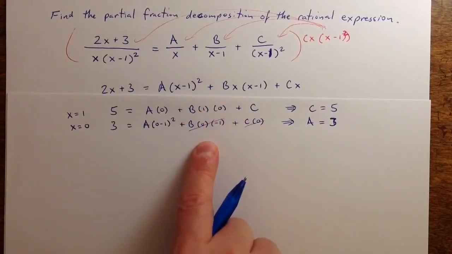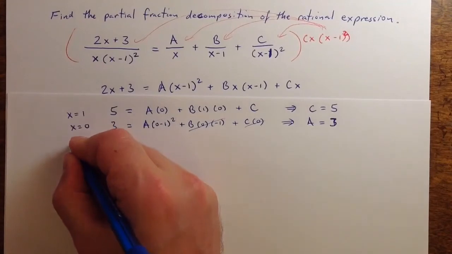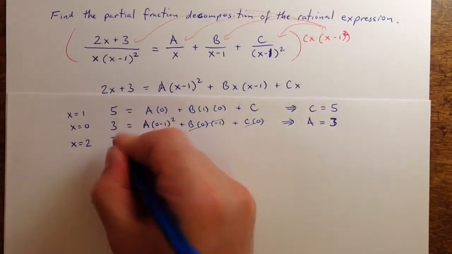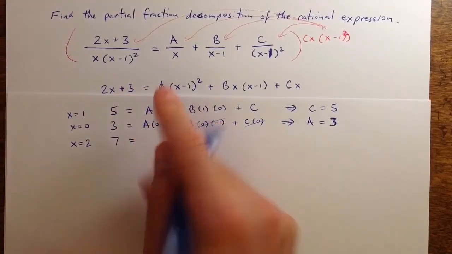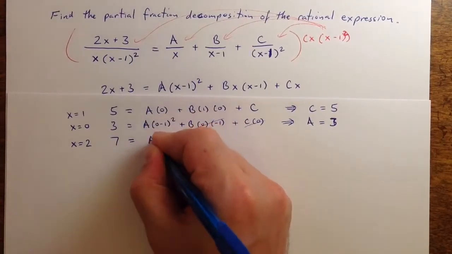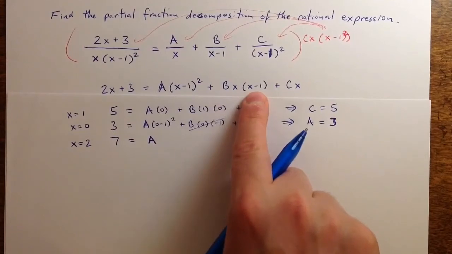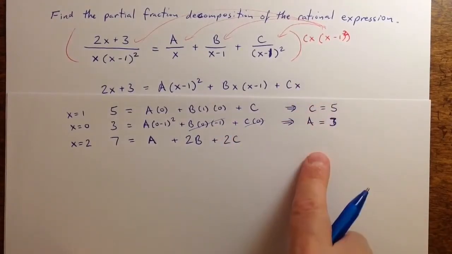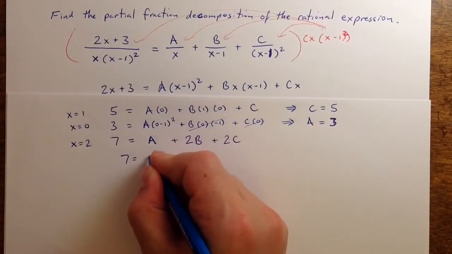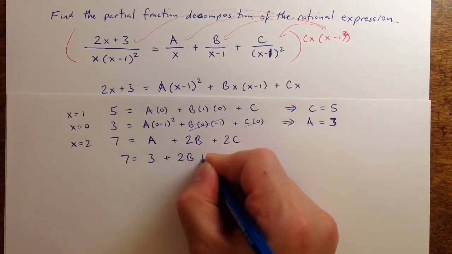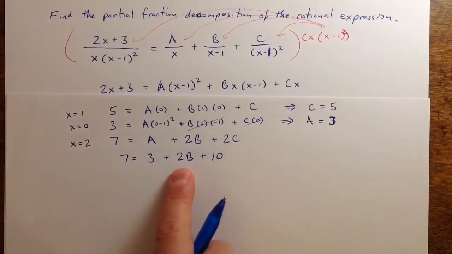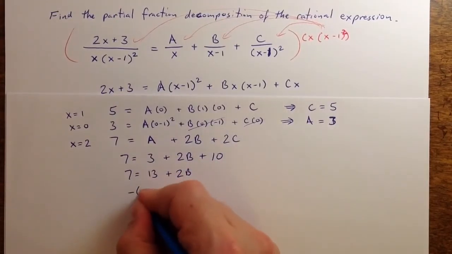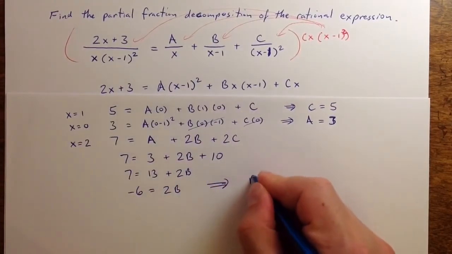And now to find the value of B, we could choose some other kind of nice value for x to plug in. 2 might be a pretty convenient value because 2 minus 1 is just equal to 1. And that gives me 7. 2 times 2 is 4, plus 3 is 7. On the other side, if I plug in 2, I get 1 squared, so I end up with simply an A. Here, I get 2 times 1 times B, so I get 2B. And finally, 2 times C. But I know what the values of A and C have to be, so this is really 7 equals 3 plus 2B plus 10, and solving that equation will give me a value for B. Of course, this is 7 equals 13 plus 2B, so negative 6 has to equal 2B, and we find that B has to equal negative 3.